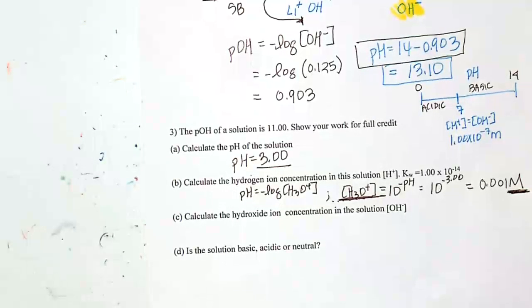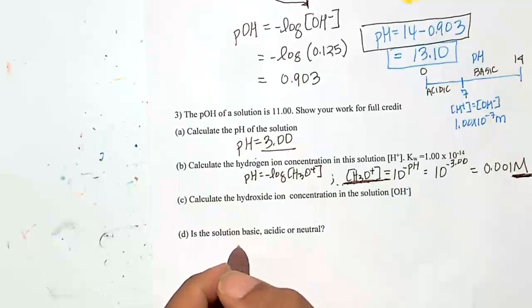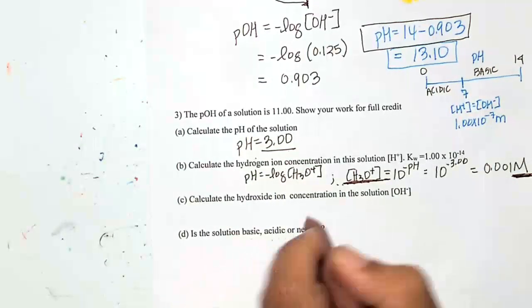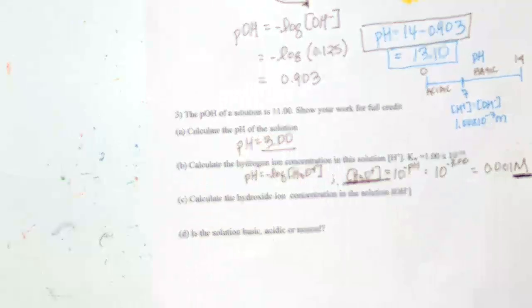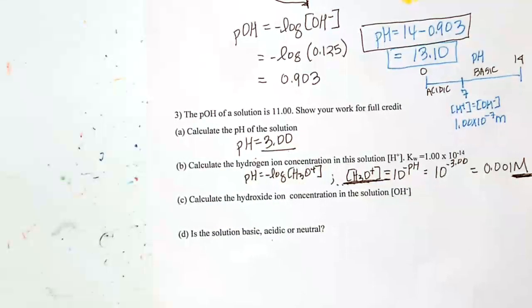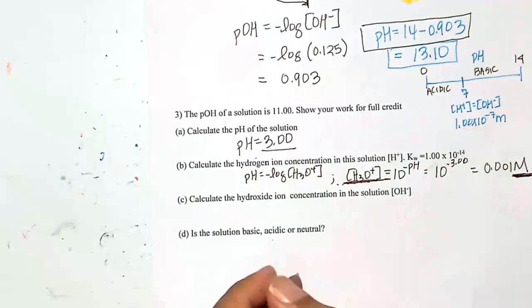And let's complete C and D here. I'll answer part D. Is this solution basic, acidic, or neutral? What do you think it would be with a pH of 3? Acidic. Okay, it's definitely going to be acidic.